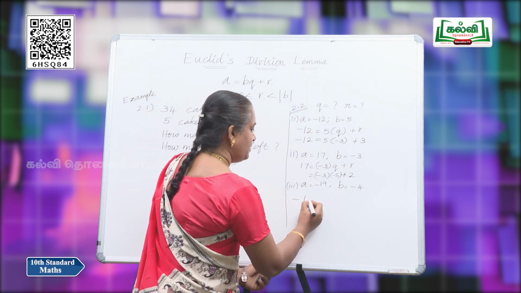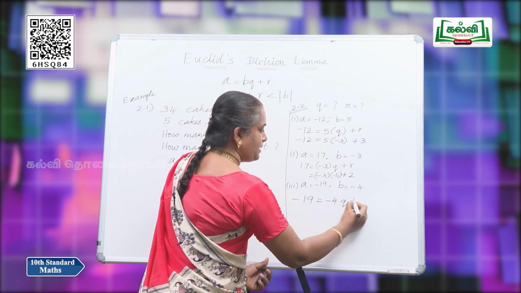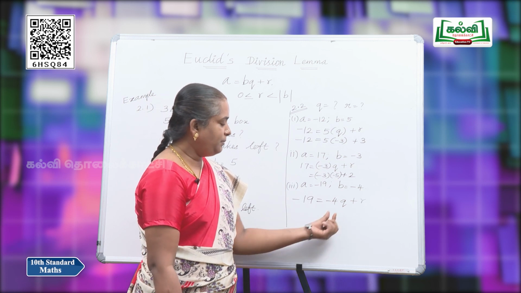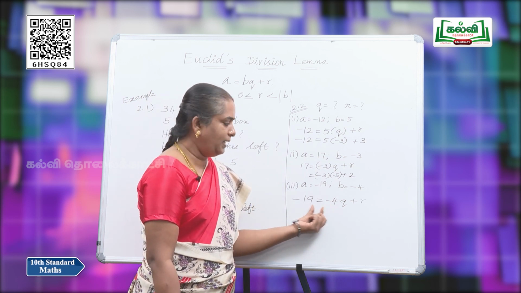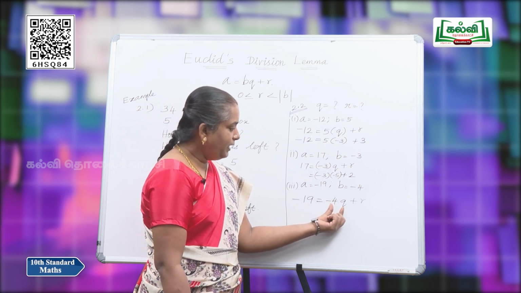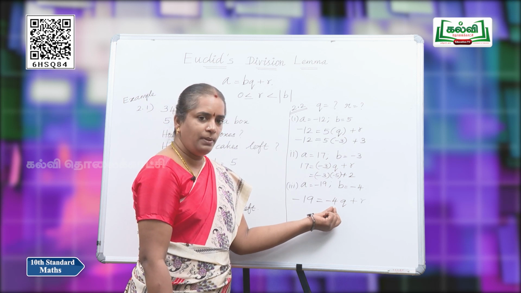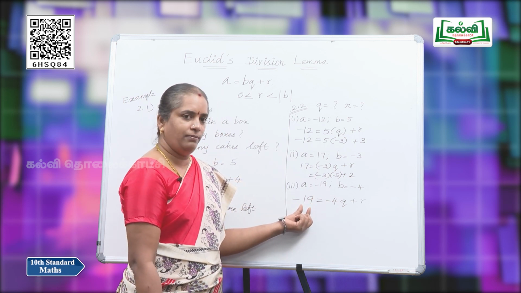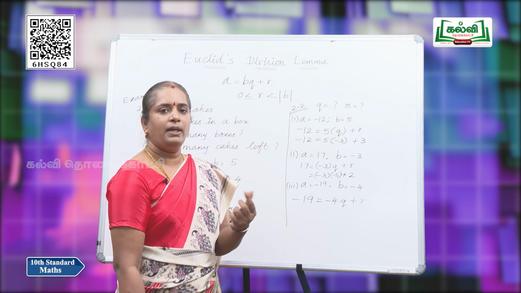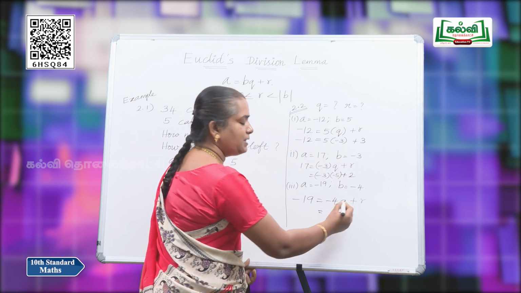So, minus 19 is equal to minus 4q plus r. We need to search for q and r now. Keep that in mind, this product should be less than or equal to this number. So, we need to get more negative. The number which is divisible by 4 and more negative than minus 19 is, very good, minus 20. So, I have to make this as minus 20.